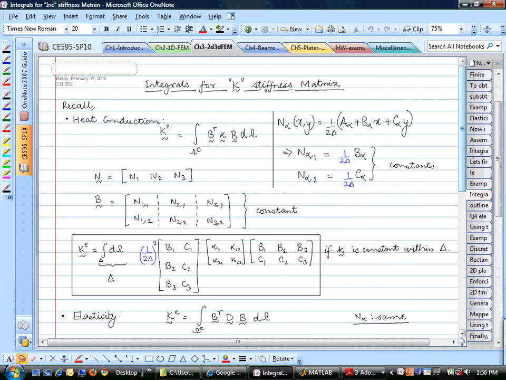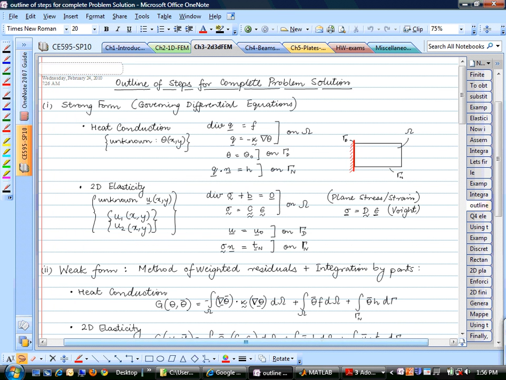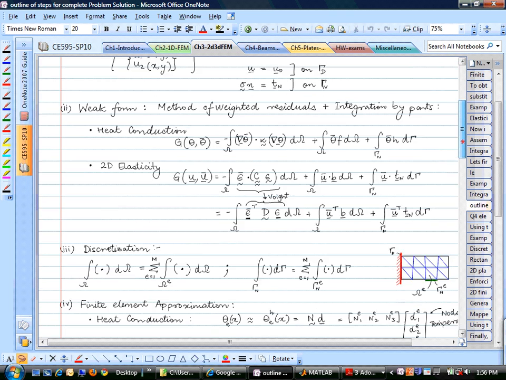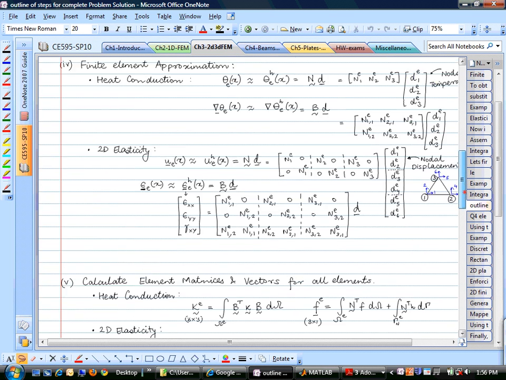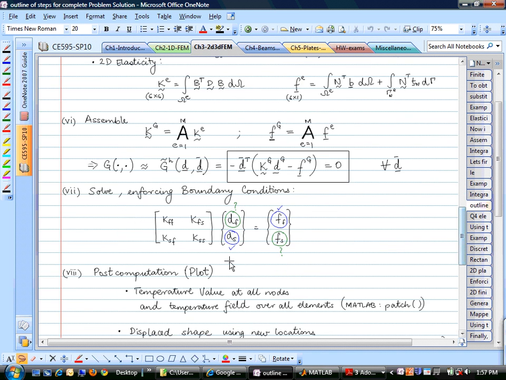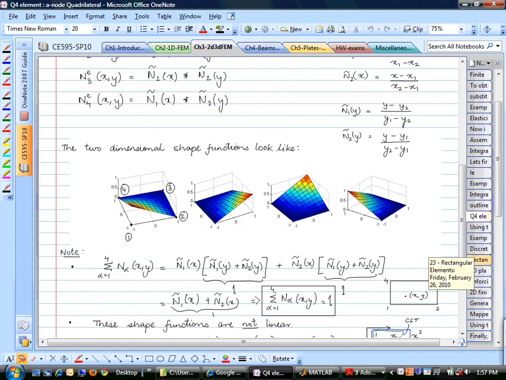Some more examples that we did: integral for the K matrix. And this was basically the outline of this entire process. You start with the governing equations, write the weak form, discretize, approximate with the finite element method, do your assembly, and enforce boundary conditions. Something else that we saw was the inclined boundary condition and the symmetry condition. So if I give you some problem, maybe it's some domain where you can use symmetry, you have to watch out for that too.